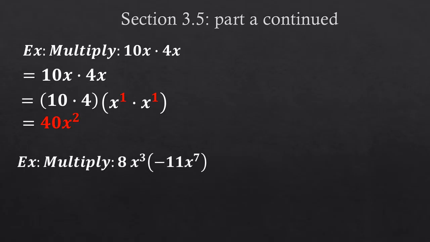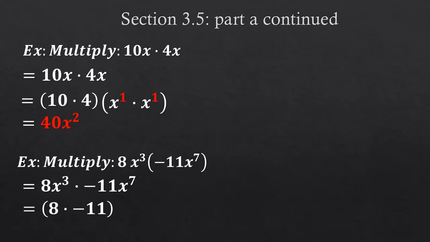8x to the third times negative 11x to the seventh becomes 8 times negative 11, and x to the third times x to the seventh, which becomes negative 88x to the 10th.